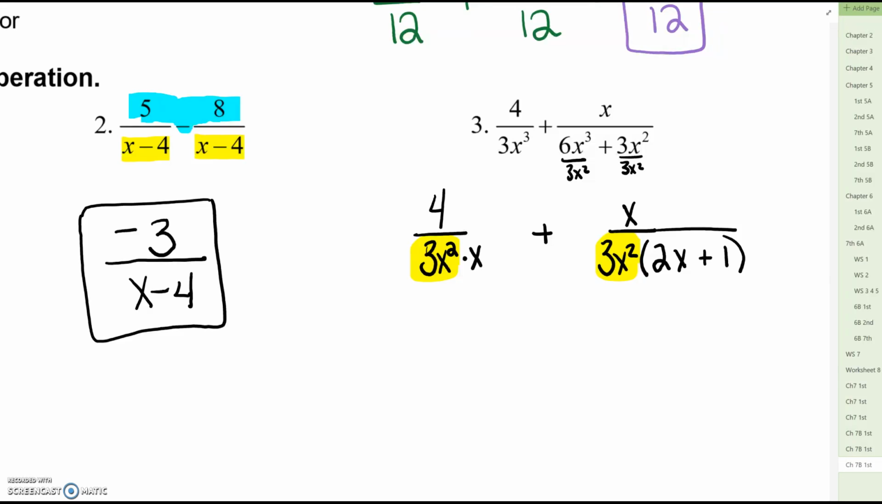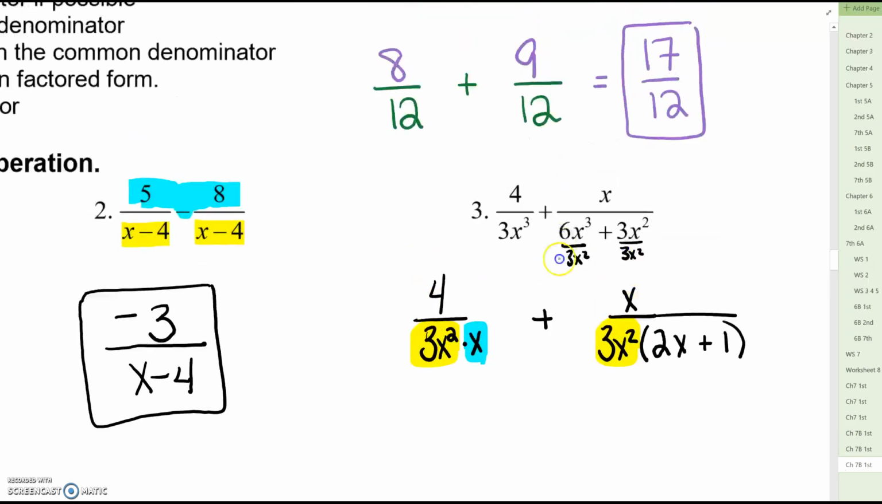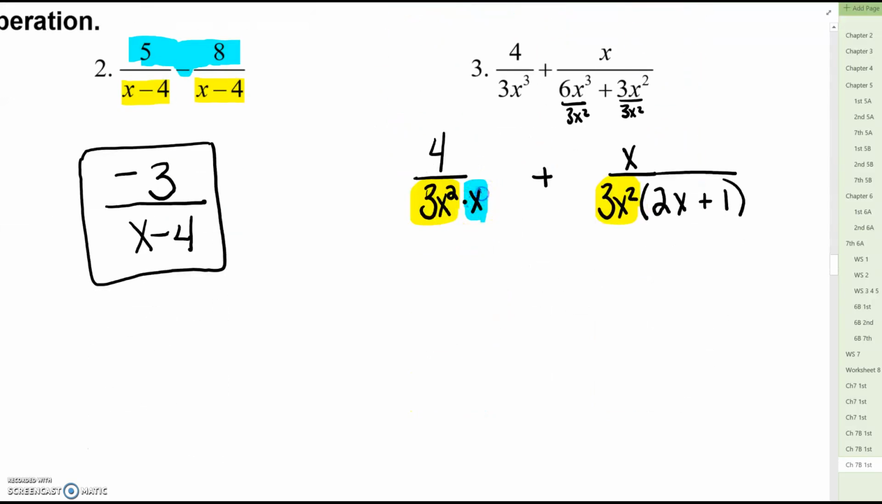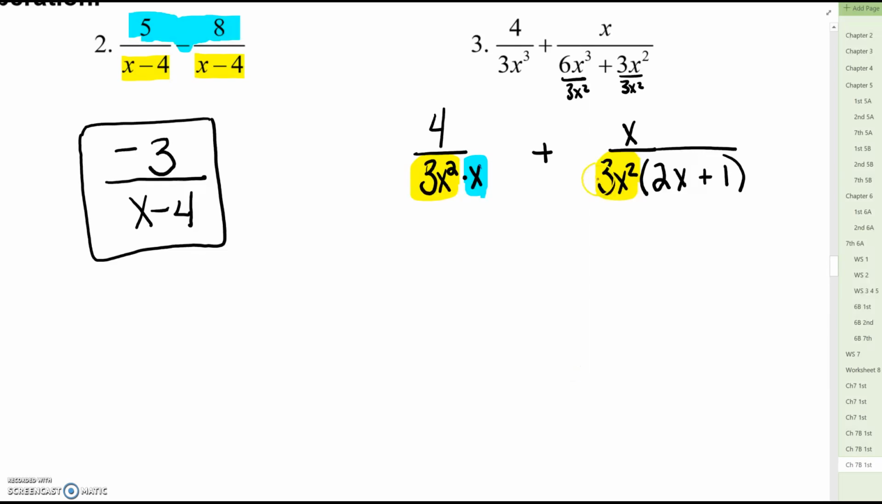What does the first denominator have that the second denominator doesn't have? X. We are going to do exactly what we did up here with the 4s and the 3s. If the first denominator has an x, the second denominator needs an x. So we're going to multiply by x, which means we have to multiply the top by x as well. Now, both denominators have another factor of x. What does the second denominator have that the first one doesn't have? 2x plus 1. So this one needs a 2x plus 1. If you multiply that on the bottom, you have to also multiply that on top.